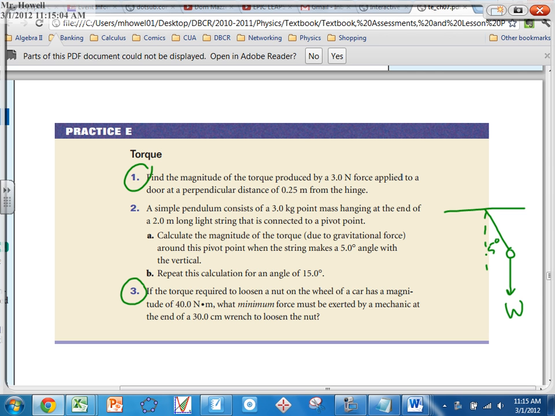Number 1. Find the magnitude of the torque produced by a 3 Newton force applied to a door at a perpendicular distance of 0.25 meters. This kind of problem: there's no angle given, right? And it says it's at a perpendicular. What's the angle really? 90. And you do sine of 90, which is 1. Be careful, 1.